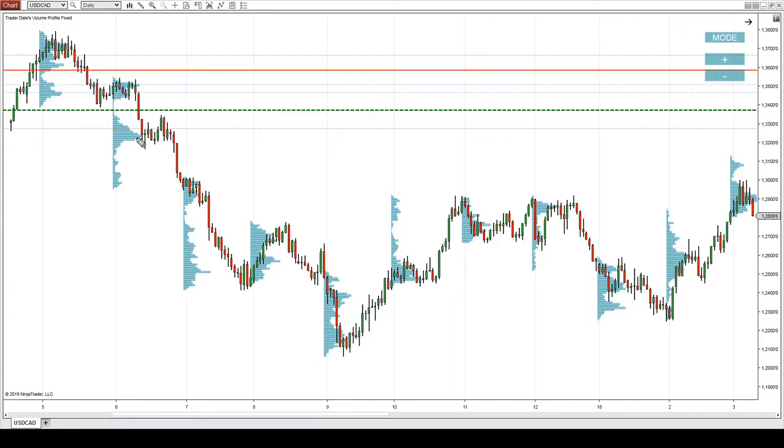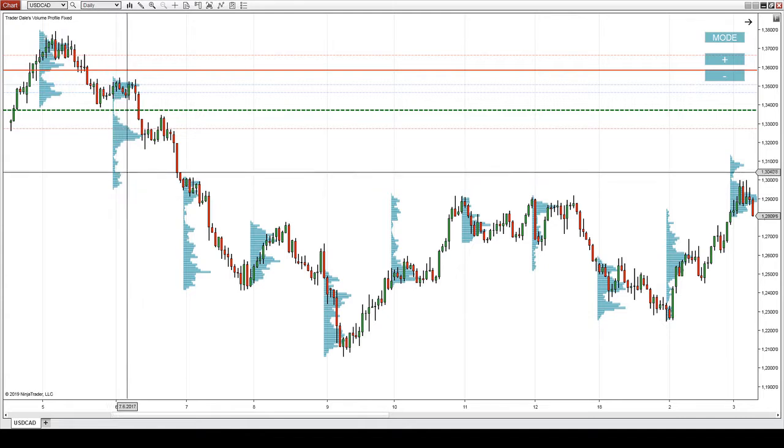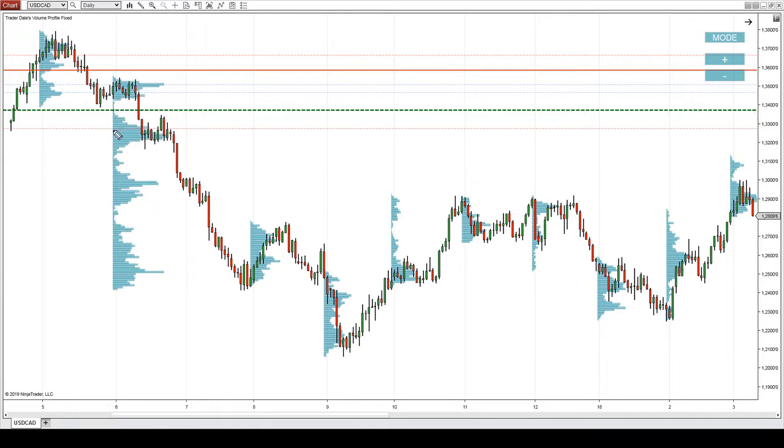Alright, so let's start in here. As you can see, there's a sort of double distribution profile, and afterwards you can see that the volumes are shifting downwards. The main volume clusters are shifting downwards. And actually, let me merge this profile with this one. And this is one big thin profile. It is a sign of strong sellers pushing the price downwards.